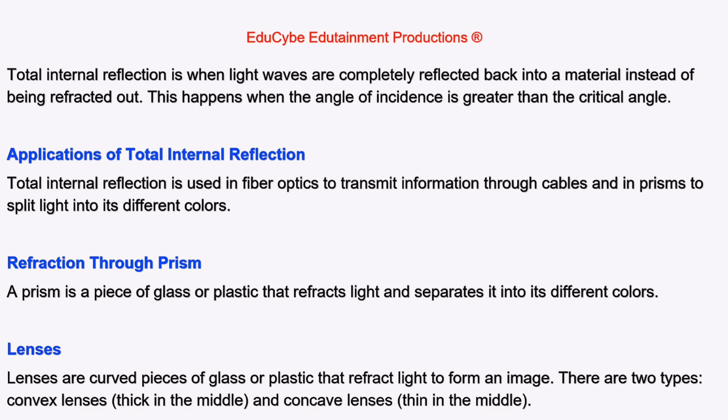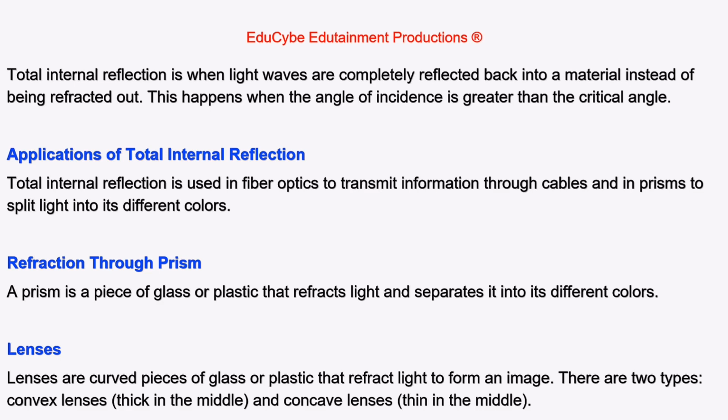Applications of total internal reflection. Total internal reflection is used in fiber optics to transmit information through cables, and in prisms to split light into its different colors. Refraction through prism. A prism is a piece of glass or plastic that refracts light and separates it into its different colors. Lenses. Lenses are curved pieces of glass or plastic that refract light to form an image.